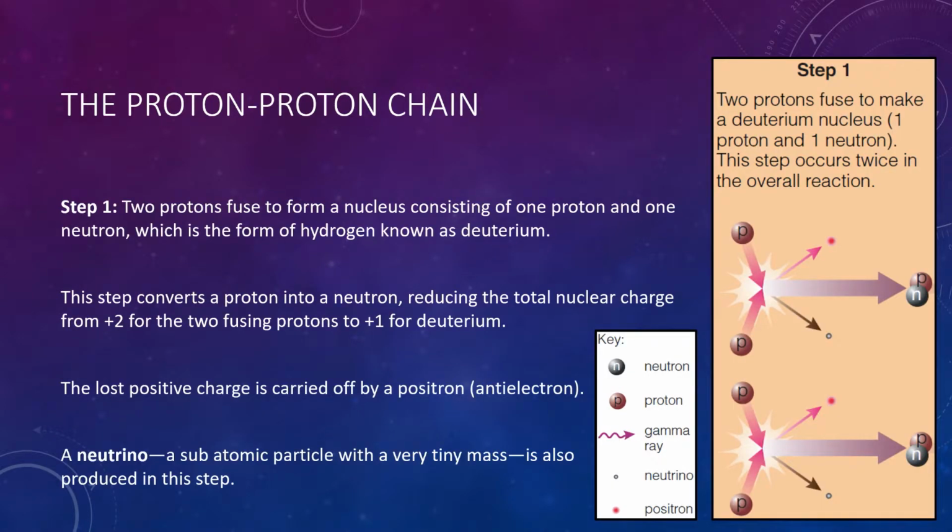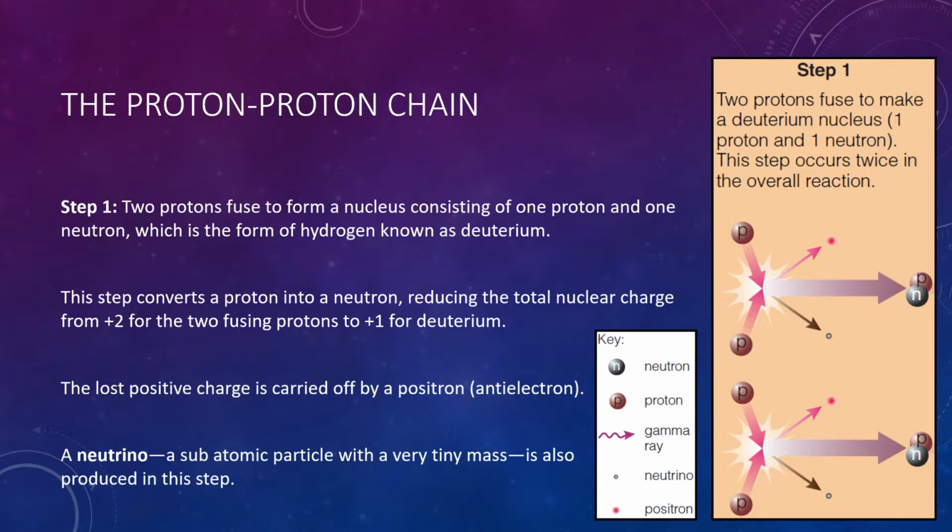Step 1. 2 protons, that is 2 hydrogen nuclei, fuse to form a nucleus consisting of 1 proton and 1 neutron, which happens to be a form of hydrogen known as deuterium. Note that this step converts a proton into a neutron, reducing the total nuclear charge from +2 for the 2 fusing protons to +1 for the resulting deuterium nucleus. So each of these has a positive charge, but in the reaction, one of them is converted into a neutron. So you're losing some of that positive charge.